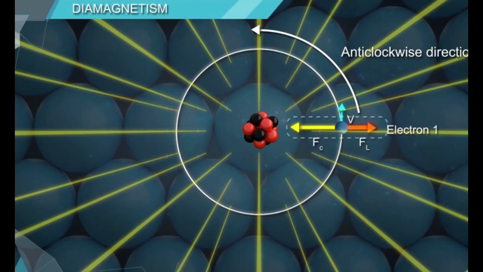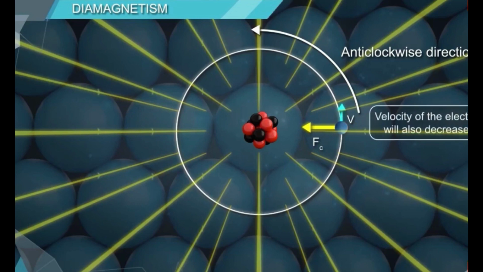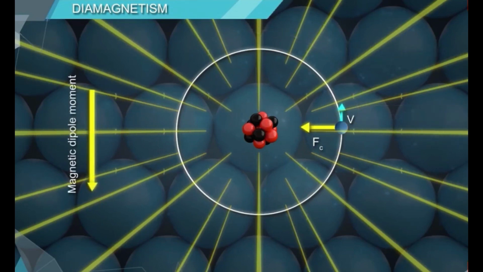Since these two forces are acting on the same line and in opposite direction, the effective centripetal force acting on the electron will decrease. Due to this, the velocity of the electron will also decrease. Hence, due to decrease in velocity, the magnetic dipole moment of the electron will decrease.